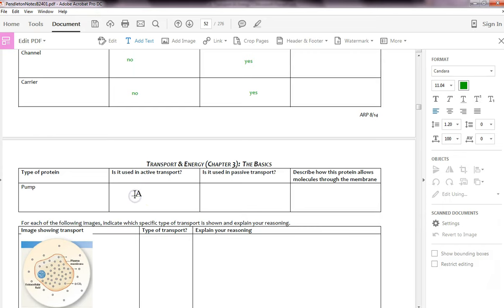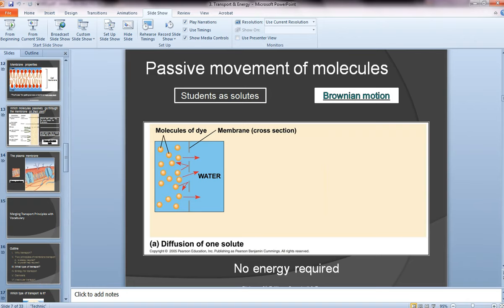Pumps work similar to carriers, except they need ATP, so therefore they are used in active transport, but not in passive. Okay, and so again, for this description, they work very similar to a carrier, except they need ATP.